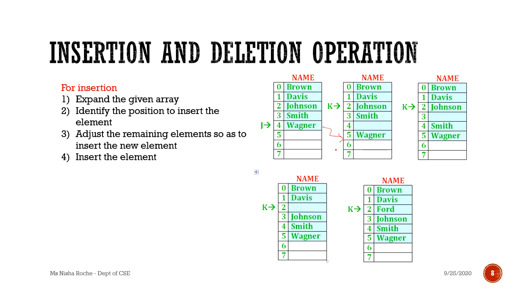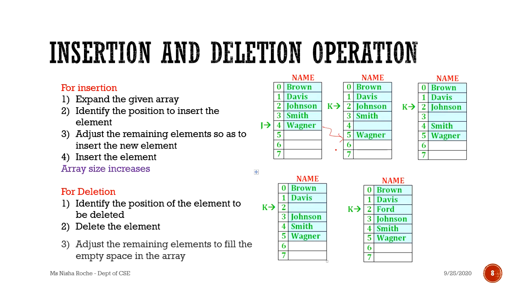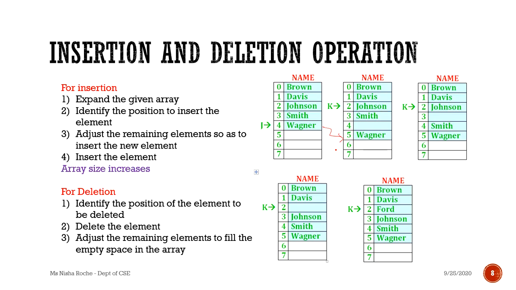Thus we can say that during an insertion operation, the size of the array increases. For deletion, identify the position of the element to be deleted, then delete the element. Adjust the remaining elements to fill the empty space in the array. Thus, during a deletion operation, the size of the array decreases.